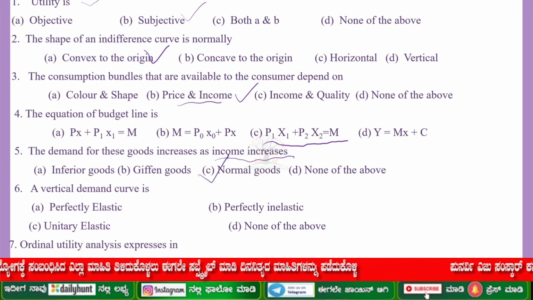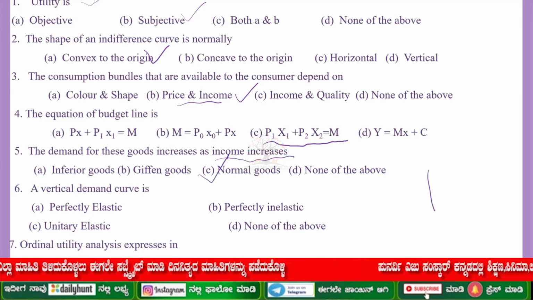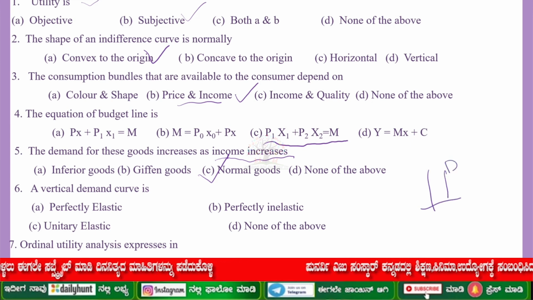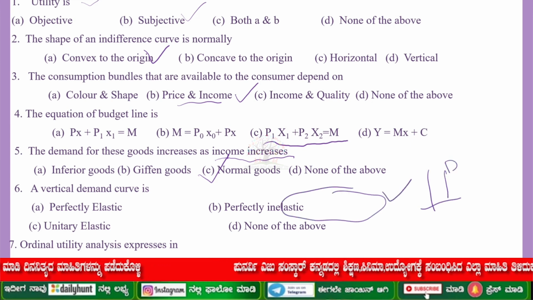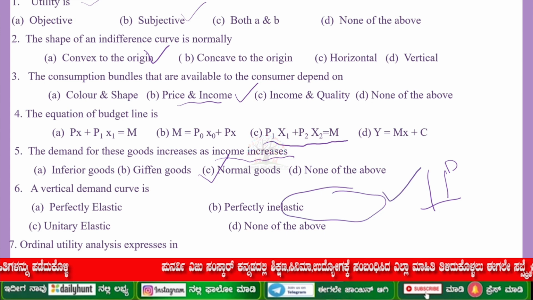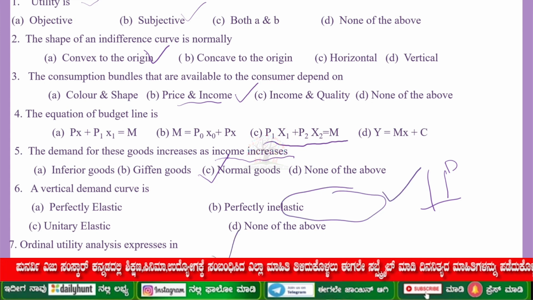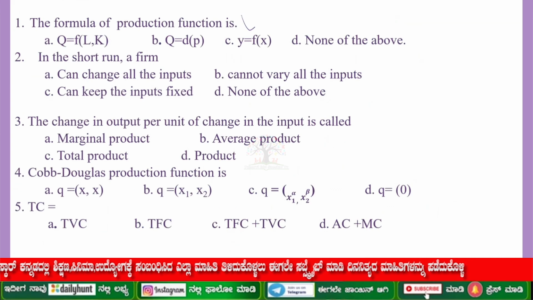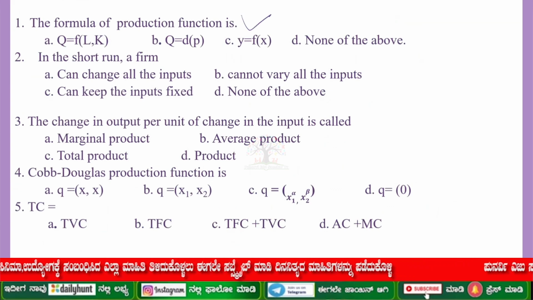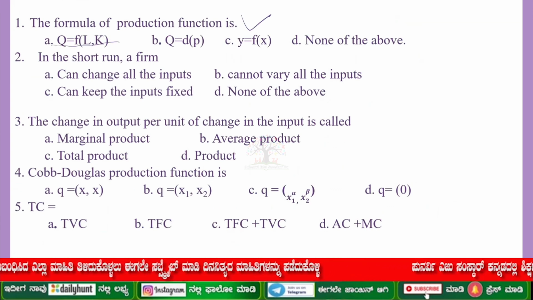A vertical demand curve is perfectly inelastic. Ordinal utility analysis is expressed in ranks. The formula of the production function is Q = f(L, K).